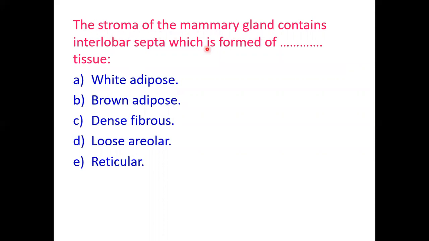The stroma of the mammary gland contains interlobular septa, which are formed of dense fibrous connective tissue. You can press pause and try to answer before I answer the question. This is a good way to assess yourself. The stroma of the mammary gland contains interlobular septa, which are formed of dense fibrous connective tissue.